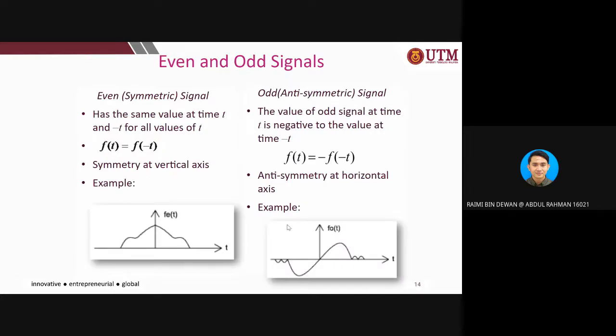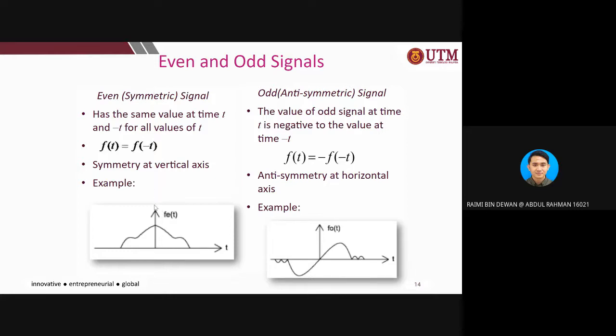Now we go to the even and odd signal. Even symmetrical signals have the same value at time t and negative t for all values of t. So you have f(t) equals f(negative t). So this is a symmetric signal. What does symmetry mean?